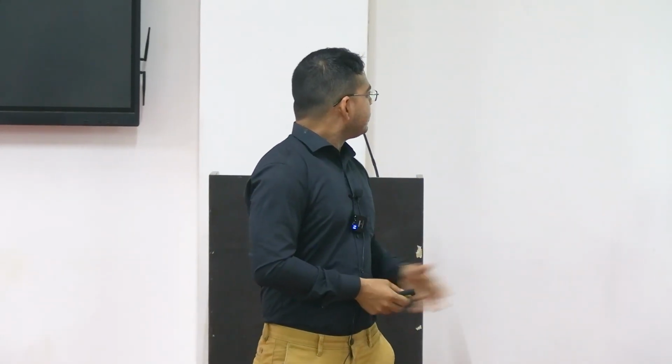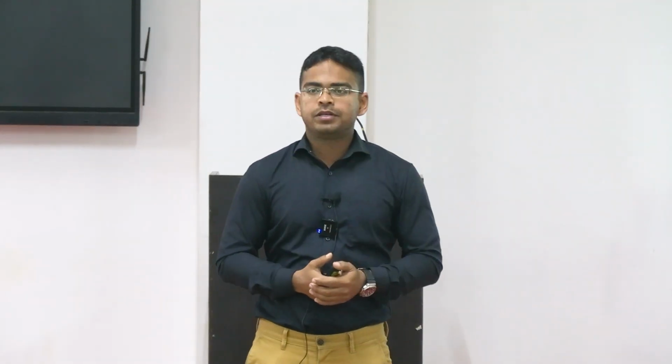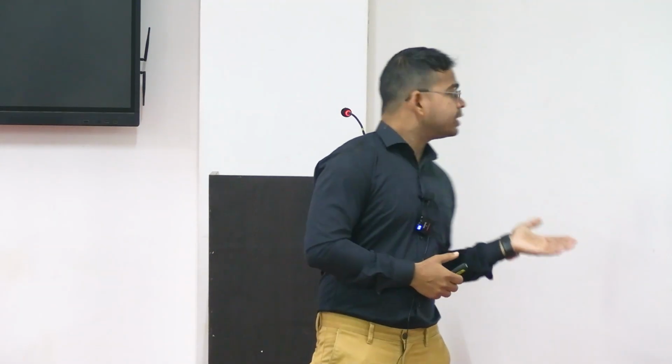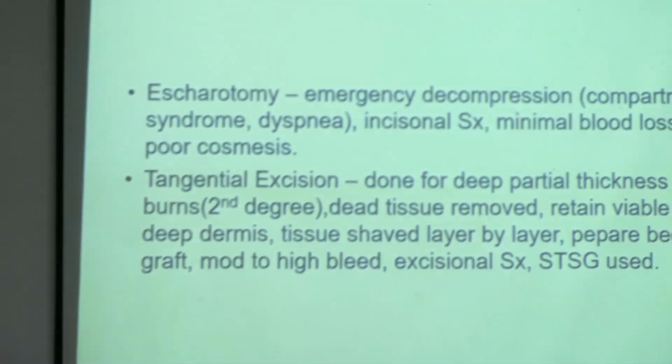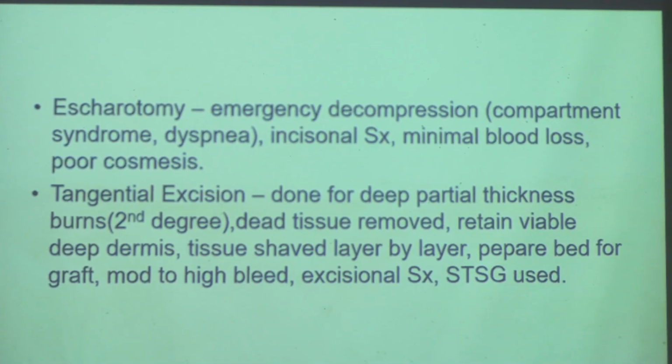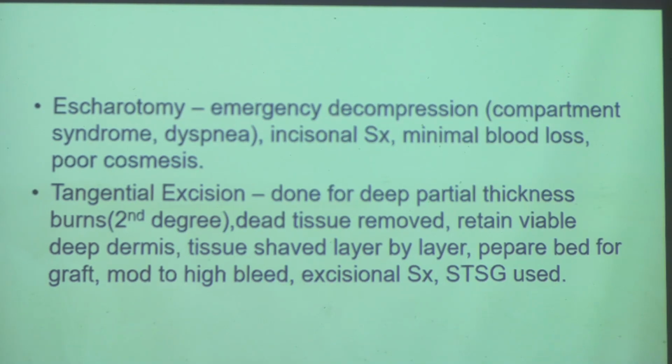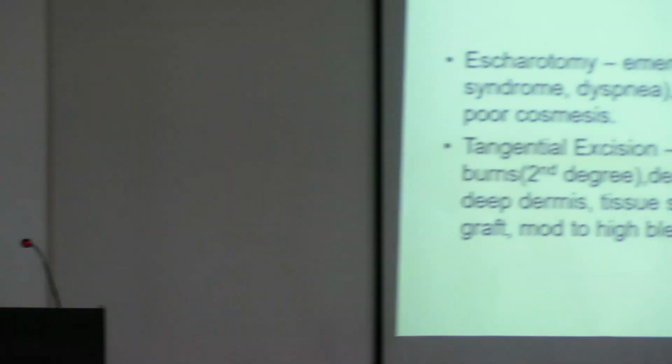Right. So tangential excision is done mainly for second degree burns. The blood loss in this case will be high because you have to check for the bleeding here. So after you have done this excision, then later on you can put a skin graft over it to cover the wound.